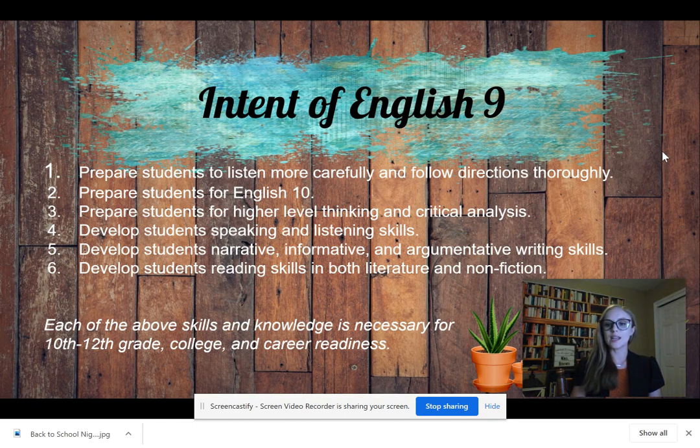Develop students' speaking and listening skills. Develop students' narrative, informative, and argumentative writing skills. Develop students' reading skills in both literature and nonfiction. Each of the above skills and knowledge is necessary for 10th through 12th grade, college, and career readiness. So that's basically what we are teaching in English 9 as we are reading different things and doing different assignments.